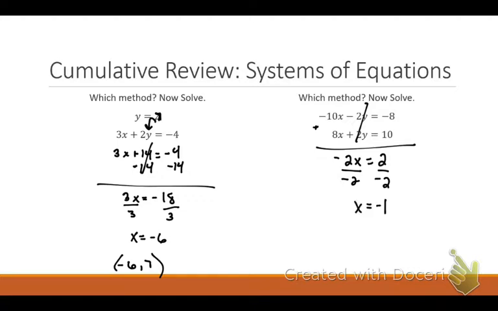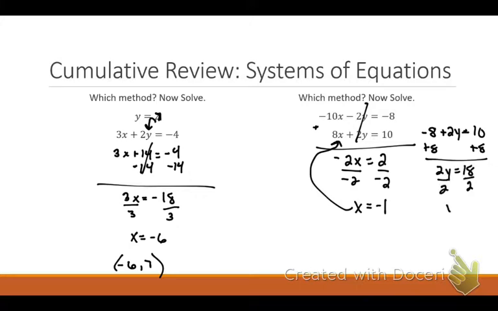Negative 1. Okay? And then I plug in that value back into my original problem. 8 times negative 1 is negative 8. Okay, so then I get negative 8 plus 2y equals 10. I add 8 to both sides. 2y equals 18. And y equals 9.